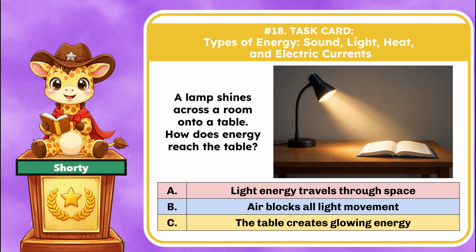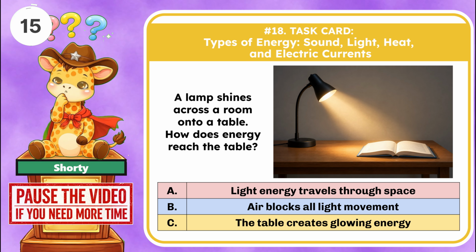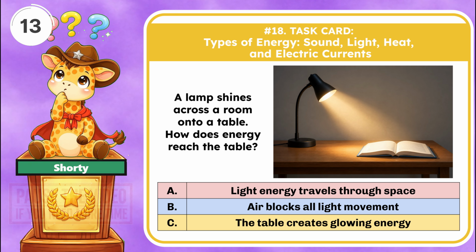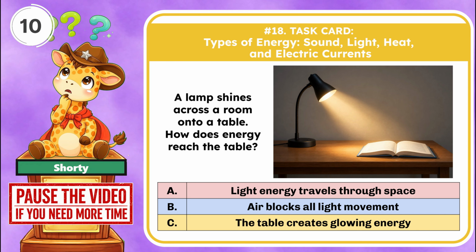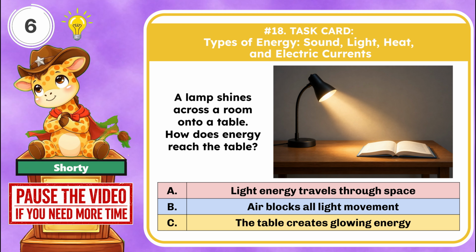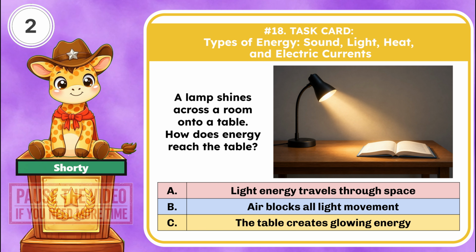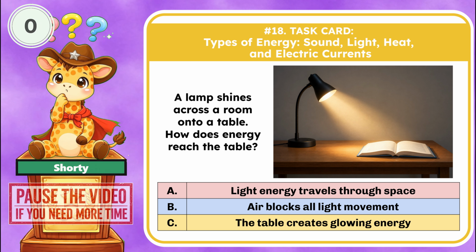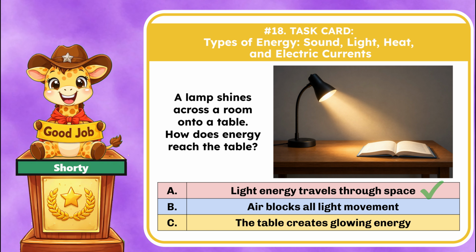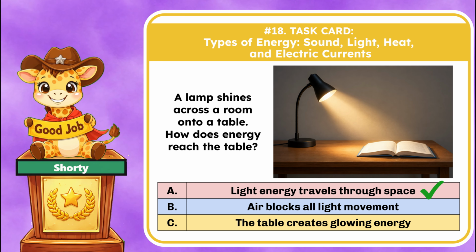A lamp shines across a room onto a table. How does energy reach the table? And the correct answer is letter A. Light energy travels through space.